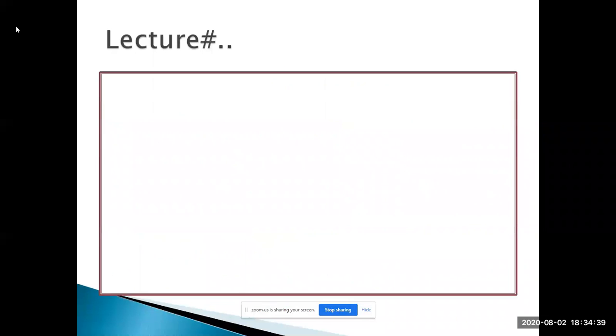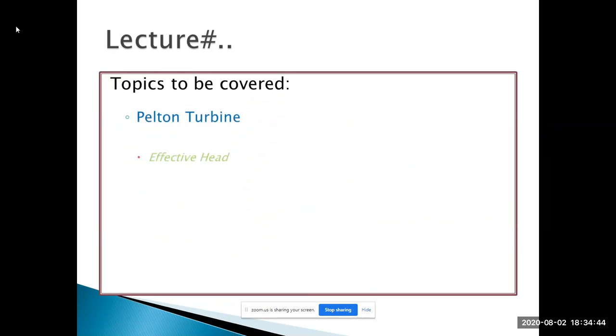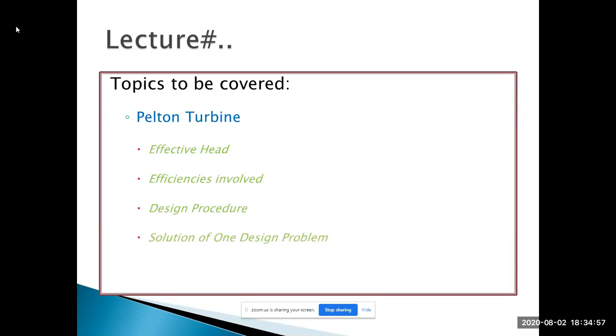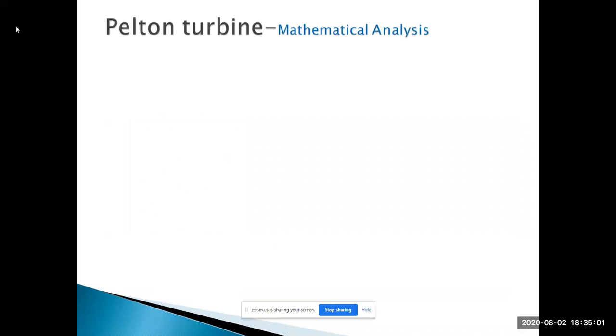So let's start with that. In this class, I will be covering a Pelton turbine, what is the effective head of this particular type of turbine, what are the various efficiencies involved in the analysis of Pelton turbine, and also the design procedure. I will also be solving one design problem related to Pelton turbine. Let's go ahead with that.